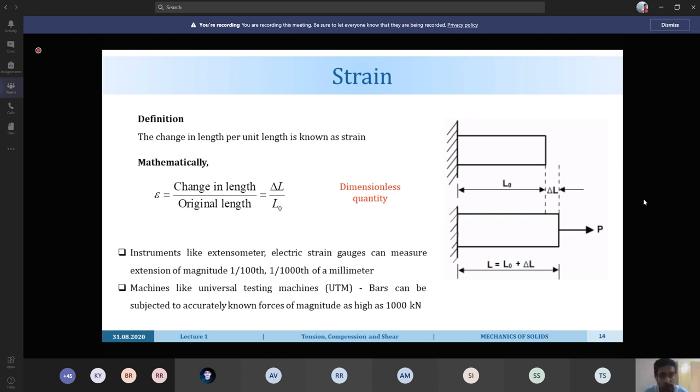There are some instruments like extensometers, electric strain gauges, etc., which can measure this strain with a magnitude of say 100 or 1000 thousandth of a millimeter. And in our department we have machines like UTM, universal testing machines, where the bars can be subjected to forces of more than 1000 kilonewton, and we can measure the elongation developed in that bar.